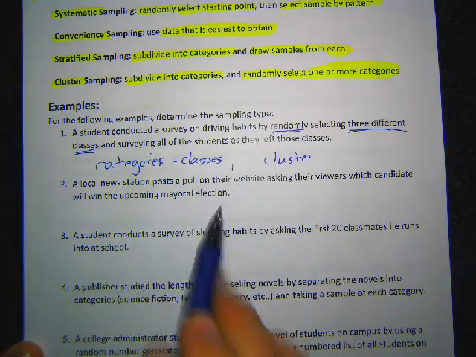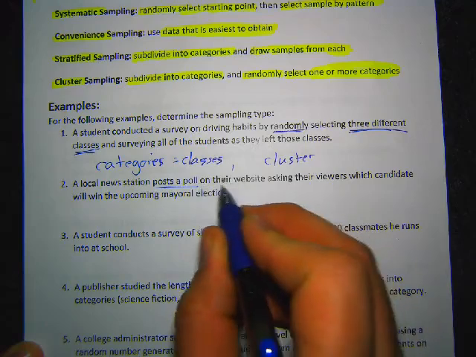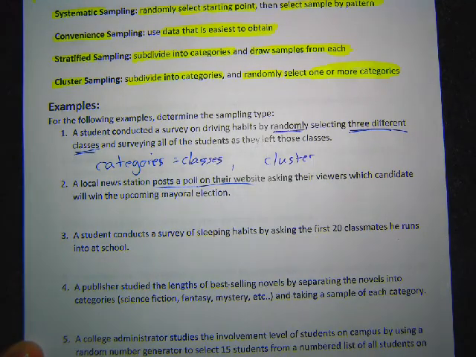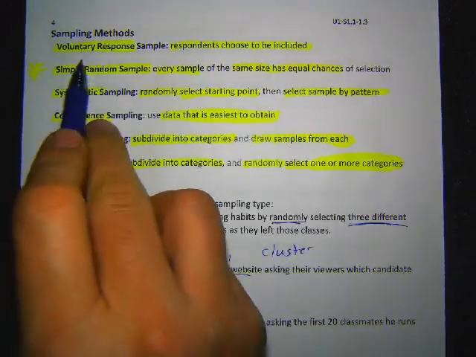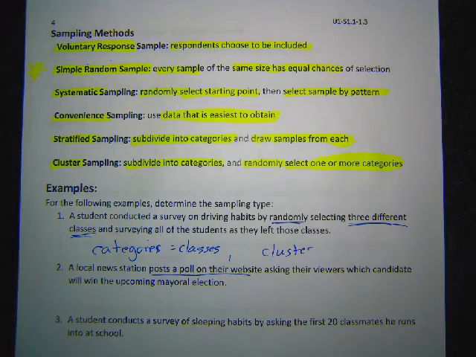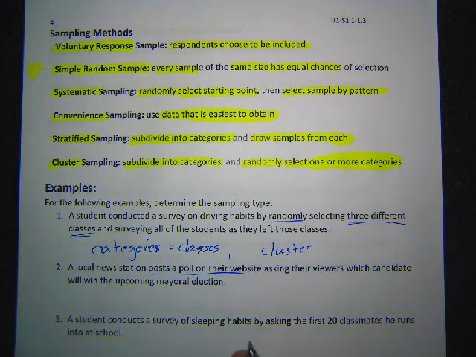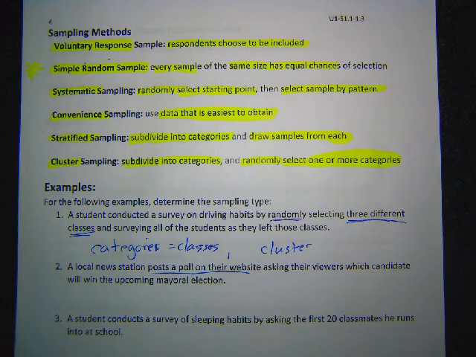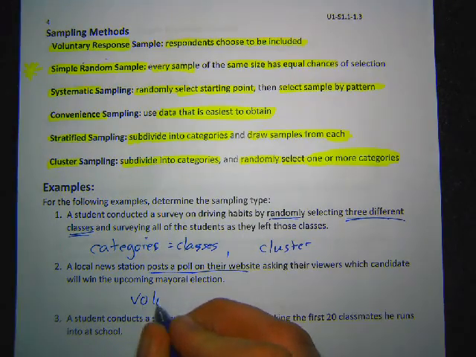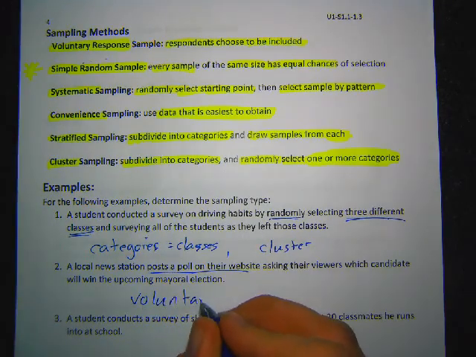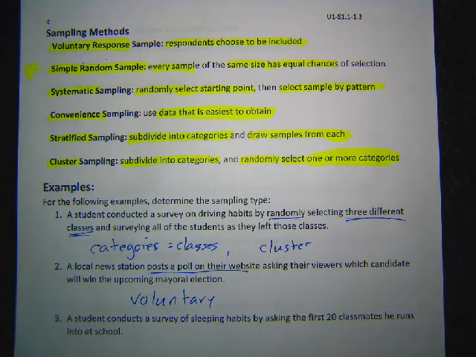Okay, a local news station posts a poll on their website asking their viewers which candidate will win the upcoming mayoral election. Because they post a poll on their website and just let people fill it in who want to, this is very much a voluntary response. People that care about the poll, care about this news station, are going to respond. Anybody that doesn't care isn't going to be part of this. They didn't go out and ask people to fill it in. They just put it up, and people that wanted to did.